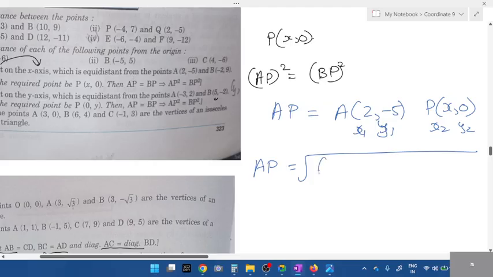What is x2 minus x1 the whole square? Don't write the formula, you can directly write the answer. x2 minus x1 is x square plus 4. x2 minus x1, which is x1, 2 square.